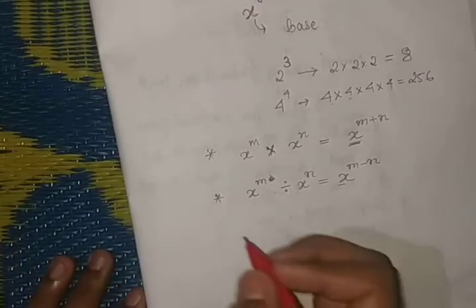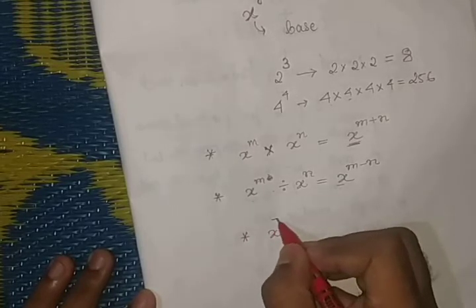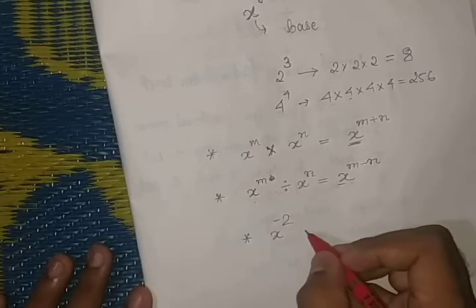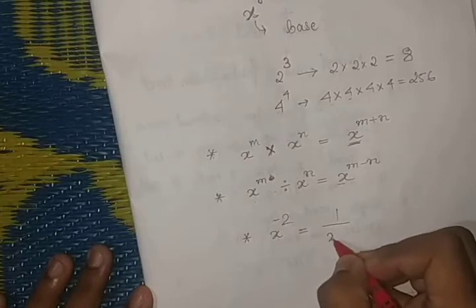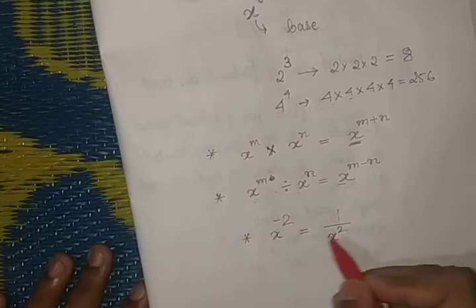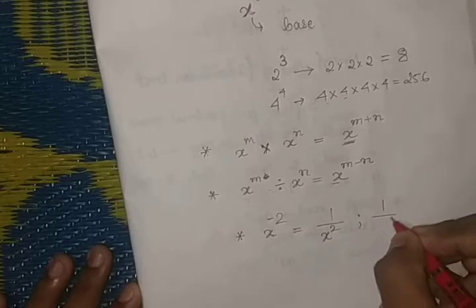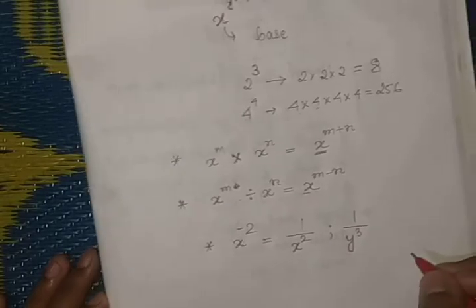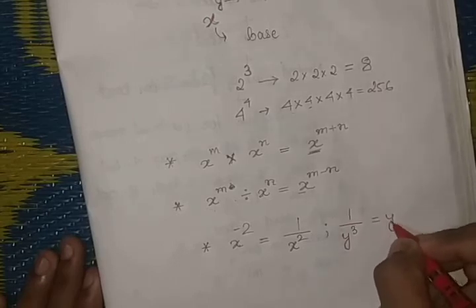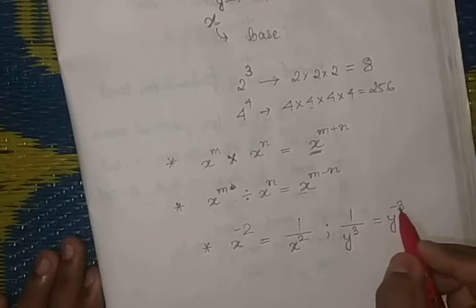And also, if anything is written in the form of a negative power, suppose x to the power minus 2, then if we are asked to convert this power to positive, it will be written as 1 by x square, the reciprocal of this one. When the reciprocal is taken, the power becomes positive. And if anything is written as 1 by y to the power 3, then if we write the reciprocal of this, it will become y to the power minus 3. Means if we take the reciprocal, the power becomes negative.